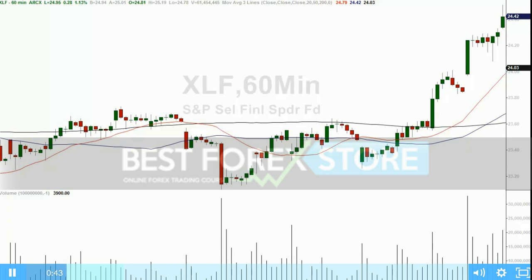We're looking at the XLF, which is the S&P Select Spider Financial Fund. It's basically an exchange-traded fund that tracks a basket of stocks throughout the financial sector. But what's more important is it really doesn't matter what it is. All we need is a chart with data, and we can analyze it the same way we've been doing, and we can trade it just the same.